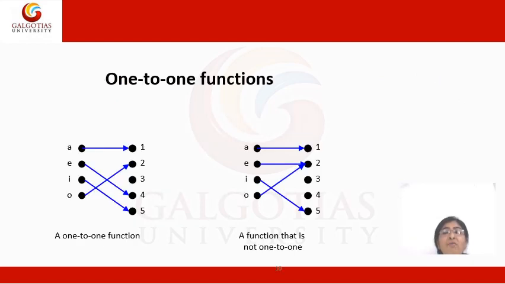Next is how you will show these. With the help of a diagram I can show this: each range element, first 4 and 5, first 2, 4 and 5, this set is the set of range. Now each element has its pre-image, so it is a one-one function. But here, the element 2 has two pre-images, so it is not a one-to-one function.